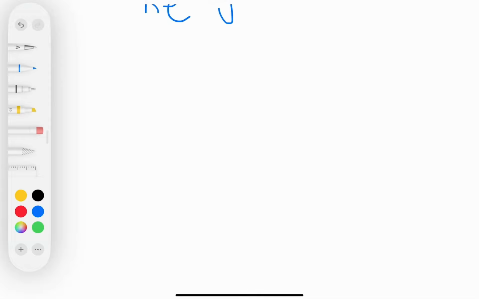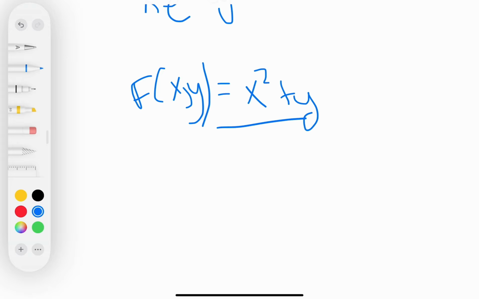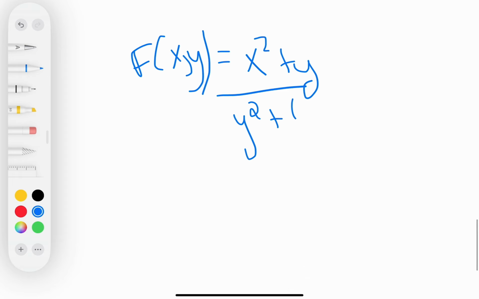Okay, so now we're going to take the partial derivative of a function that has a quotient. When you see division, your go-to should be the quotient rule, but since we're doing partials, we'll treat one variable as a constant at a time. So, for example, let f(x, y) equal (x² + y) / (y² + 1). We're going to find f_x and f_y.